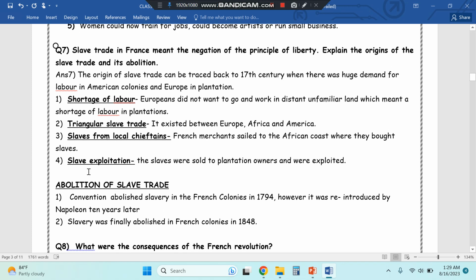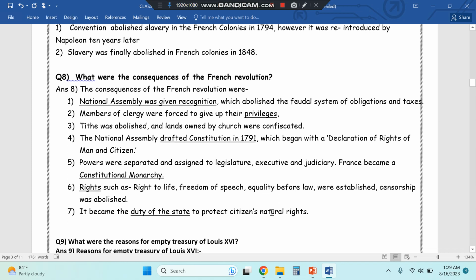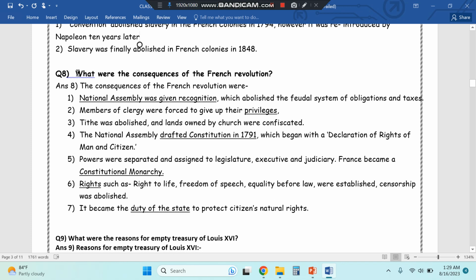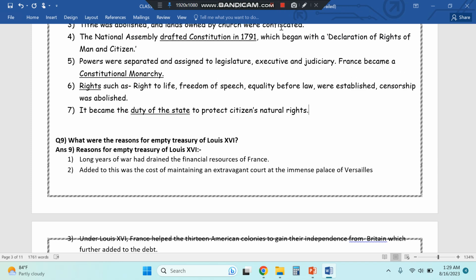And this is important. Who abolished slavery in the French colonies? It was the Convention. What were the consequences of the French Revolution? A very important question again. Often asked in exams. Causes of the French Revolution and consequences of the French Revolution. Then what were the reasons for the empty treasury of Louis XVI?